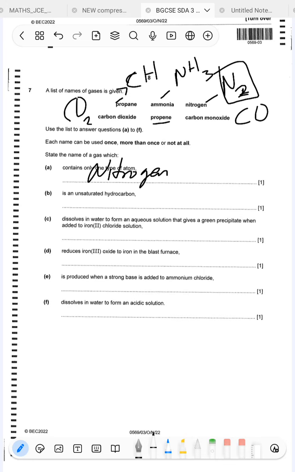B says is an unsaturated hydrocarbon. What is an unsaturated hydrocarbon? Remember, an unsaturated hydrocarbon, for our syllabus, we look at a group of compounds, the hydrocarbons that have a carbon-carbon double bond. Okay, so that qualifies it to be an unsaturated. Remember, unsaturated, it means that you can take this double bond, convert it into a single bond, create an extra space to bond or add other substances to that particular compound. So the answer there is going to be propene. Okay, propene.